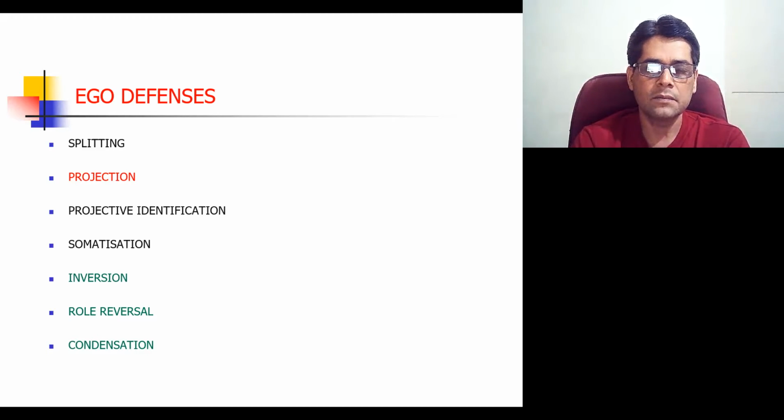Somatization. Somatization is a defense where, if the emotions are too strong and cannot be experienced, they are put into the body. So this is somatization of emotions. It is not a very good defense, but at times it is necessary because unpleasant emotions are so strong that there is no way out but to put them in the body.